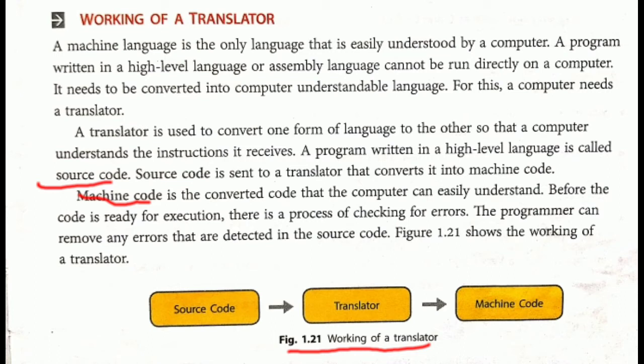Okay, so source code means a program that is written in high level language is called a source code, and this source code is being sent to a translator that converts it into machine code. And machine code means it is the converted code that the computer can easily understand. Okay, so now we have studied what you mean by a translator, what you mean by a source code, and what you mean by a machine code, and also we studied how a translator works. Okay, before the code is getting ready for execution, we can look for errors, and the programmers can remove any errors that are detected in the source code.